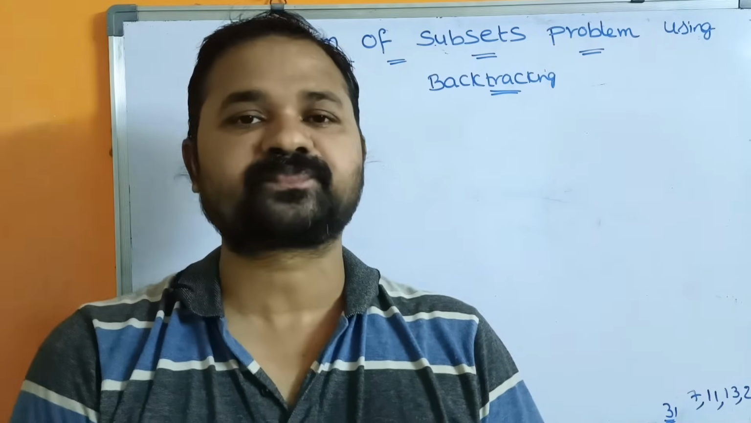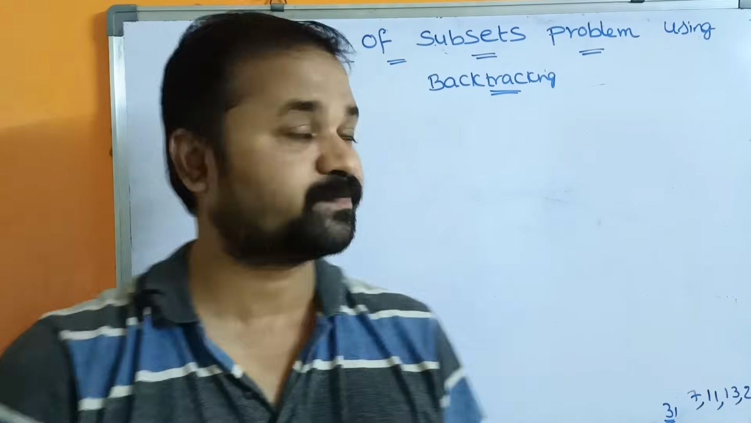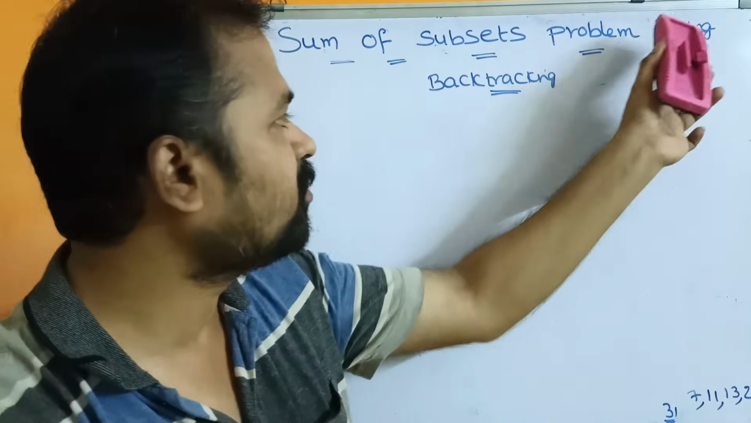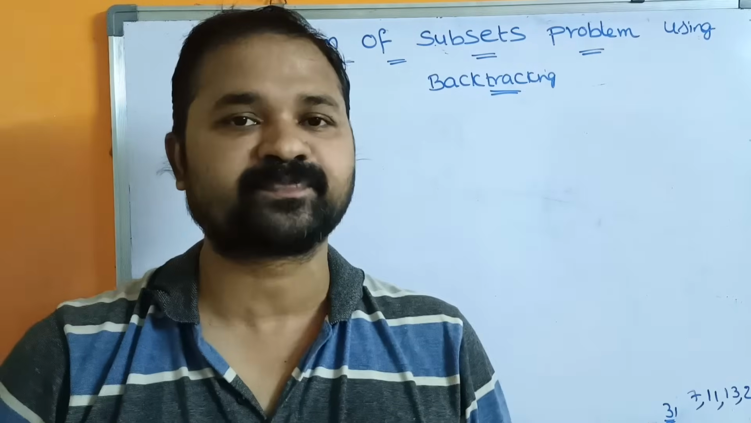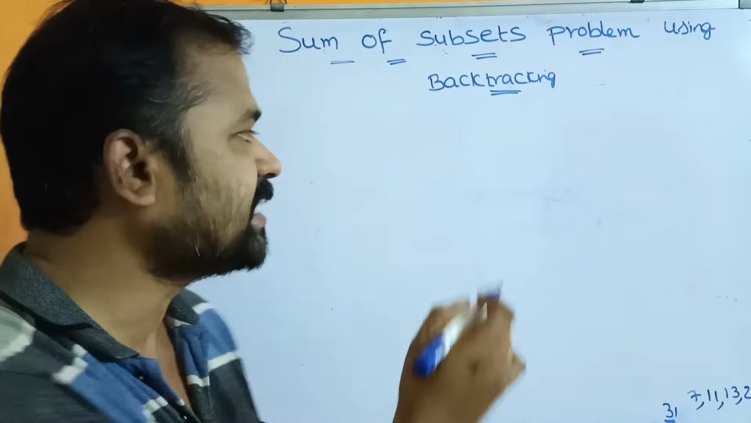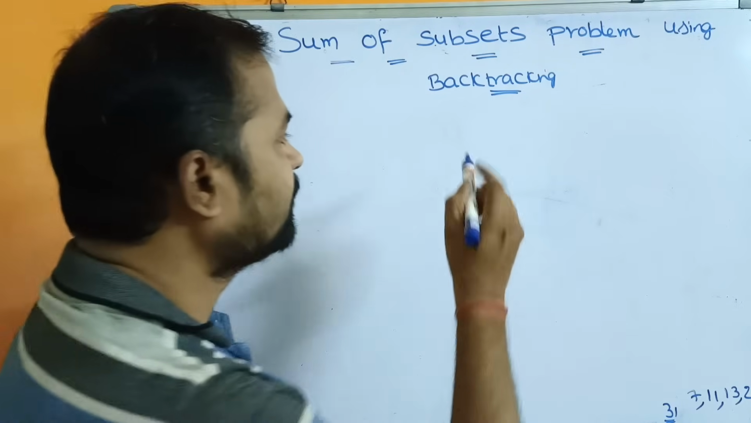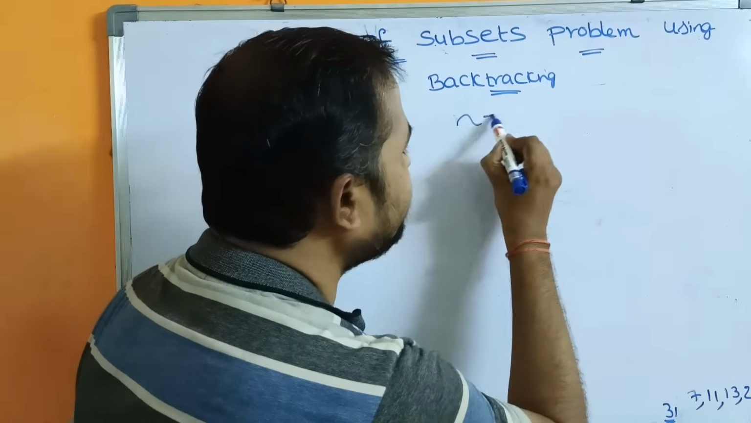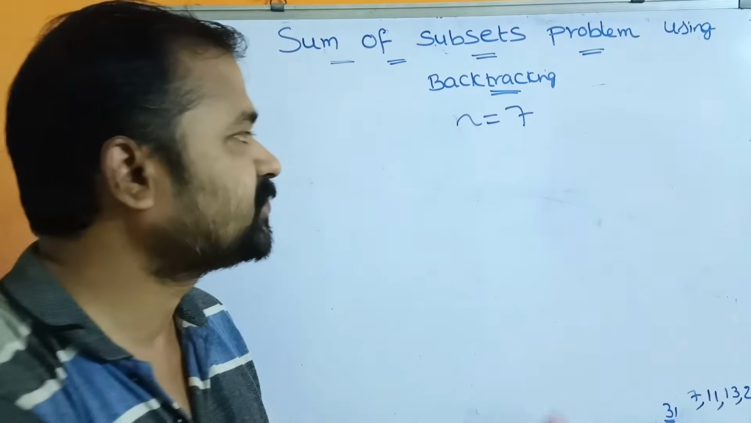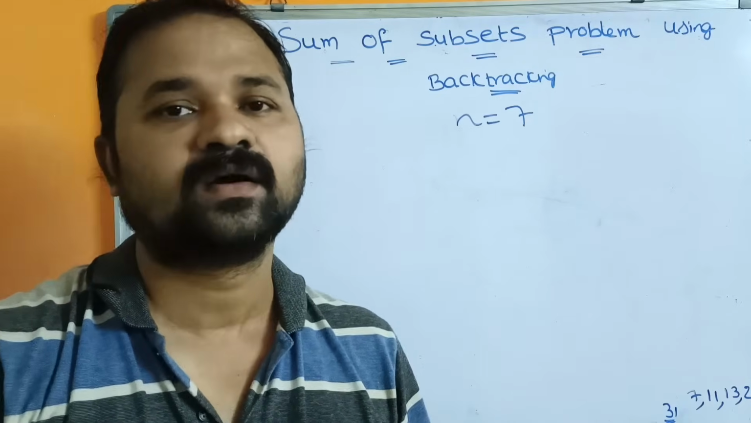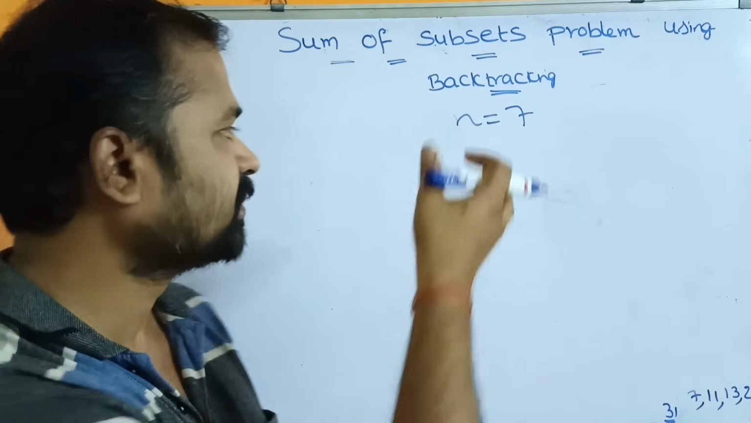In this video, we are going to discuss the sum of subsets problem using backtracking. Here, n objects will be given. Let us assume that n is equal to 7. So, totally 7 integers or 7 objects are given.